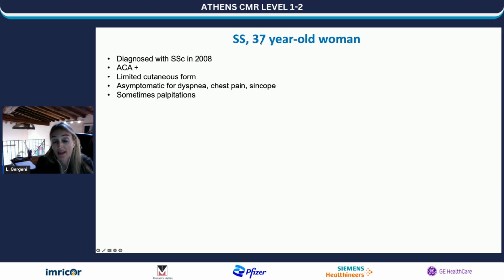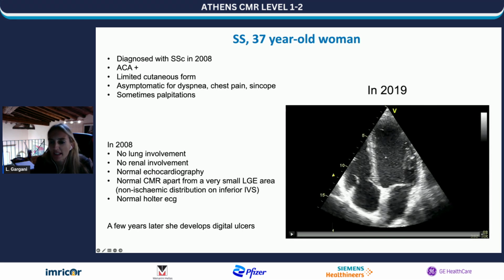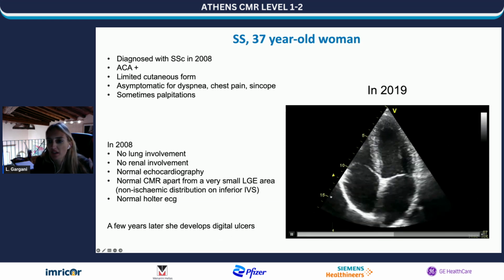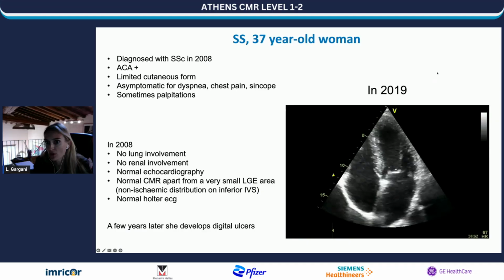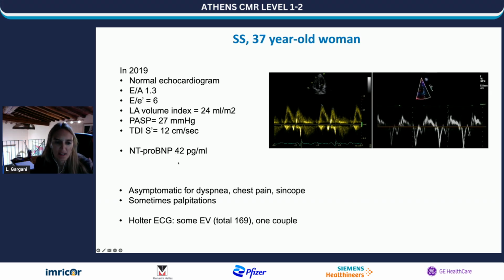This was, again, a very young woman with systemic sclerosis, a limited cutaneous form diagnosed many years ago in 2008. At that time, she had everything normal for cardiac involvement. But a few years later, she developed digital ulcers. So in 2019, the only new clinical thing is the development of digital ulcers. The echocardiogram is apparently absolutely normal, not only the ejection fraction, but also the diastolic function, left atrium volume index, the pulmonary pressure, NT-proBNP, everything is absolutely normal.